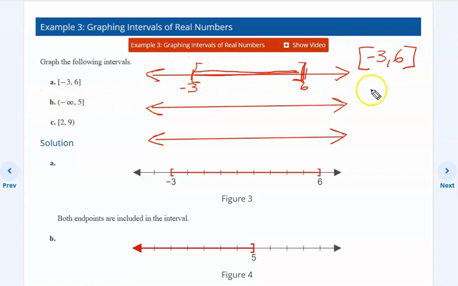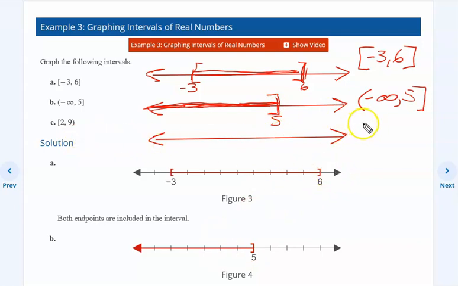Now for B, we have a negative infinity. Again, we always have a parenthesis for negative infinity and a 5 with a bracket. So again, negative infinity is coming from there, and it's going up to 5. And from our interval notation, we're going to use a bracket. And there is its graphical representation. And you see it here actually too.